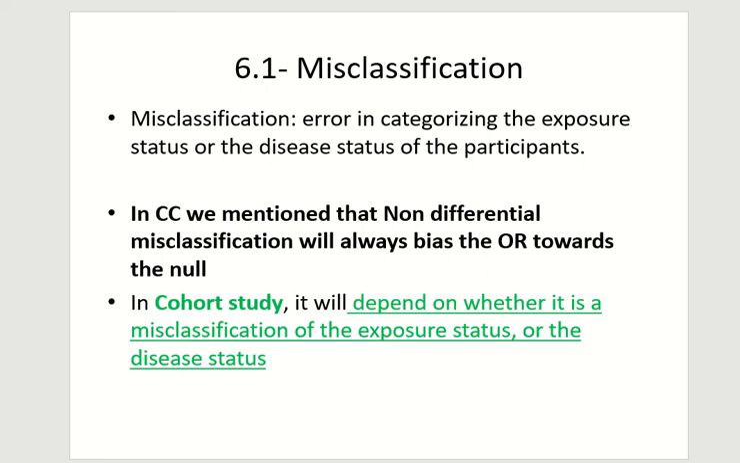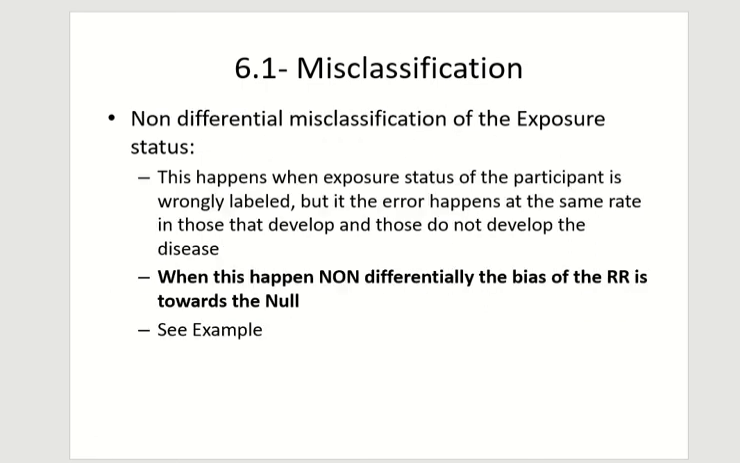So non-differential and differential misclassification. Non-differential misclassification of the exposure status happens when you're making a mistake with regard to the exposure, right? So you're removing a group of people, whether they are exposed, and you're putting them in a non-exposed, or whether they're not exposed and you're putting them in an exposed. However, that mistake is done at a similar rate with regard to the outcome variable. Okay? We'll look at an example and we'll explain what we mean by that.